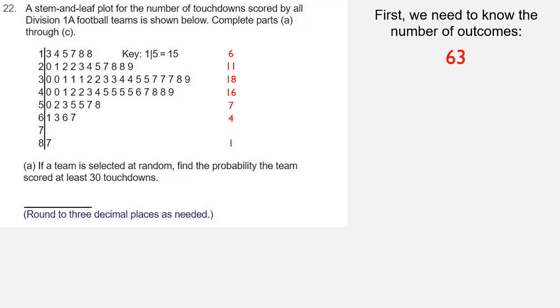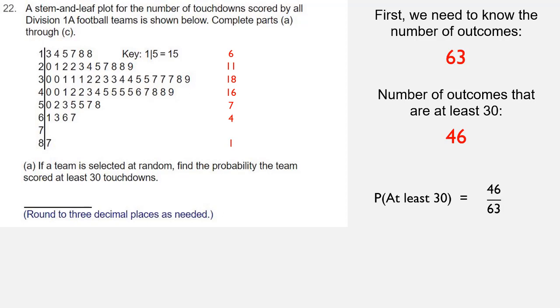Then we need to know how many of these outcomes are at least 30. Remember, at least 30 means 30 or more. So that would include all values except for the top 2 rows, which would be 46 possible outcomes. So the probability of at least 30 touchdowns is 46 over 63, which, when we round it to 3 decimal places, is 0.730.